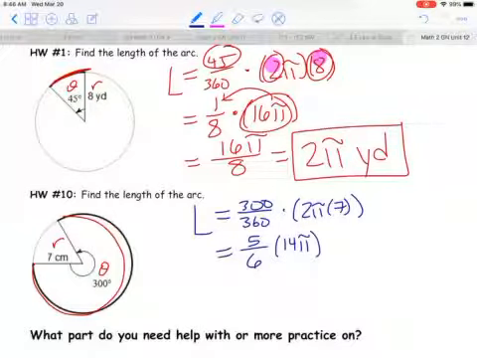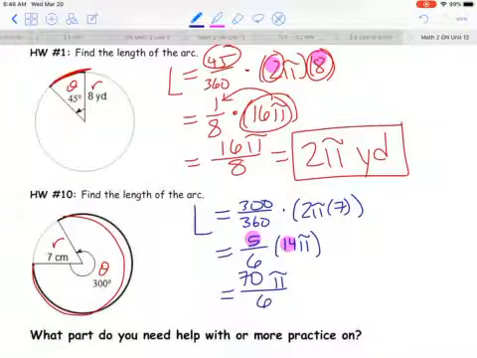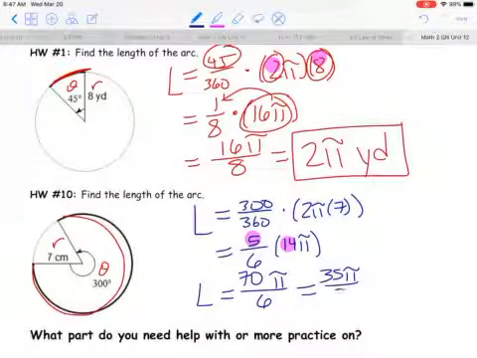So this is an instance where you have something on top. So you actually will take these two numbers and multiply them and put pi on top as well. So we end up with 70 over 6, and those can still reduce a little bit. So they both divide by 2, so we get 35 pi over 3, and it's centimeters.